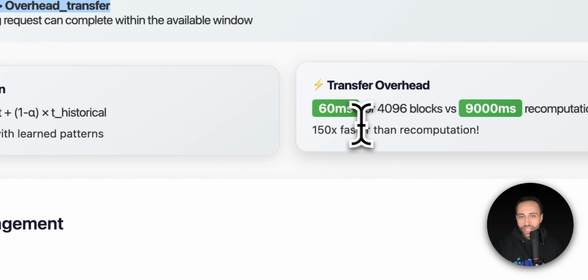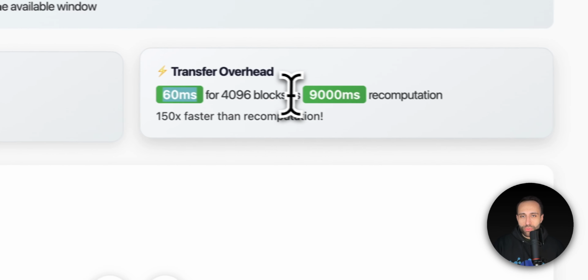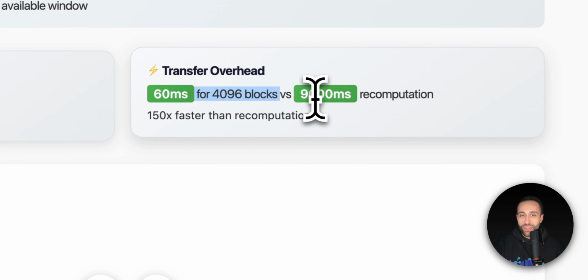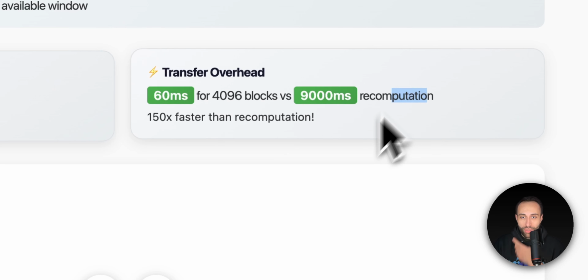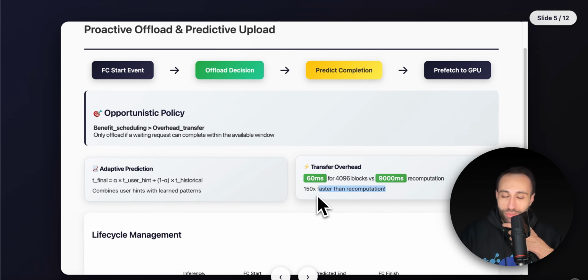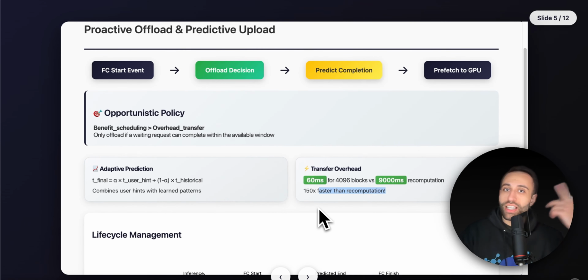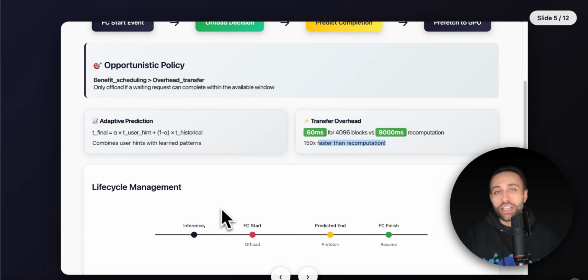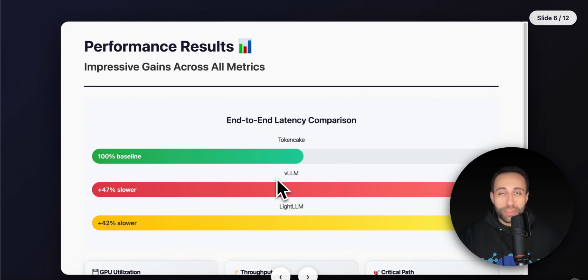And let's say they're going to say it's going to take 60 milliseconds for transferring this to CPU, but this many milliseconds to recalculate that KV cache. So obviously, at 150 times faster than recomputation, I'm going to transfer it. I'm not going to spend 150 times more time just recalculating that KV cache, which is absolutely valuable for me. So what they did in the paper, they benchmarked themselves against much more popular inferencing frameworks, namely vLLM and LightLLM, which do KV caching, but they're not agentic oriented.